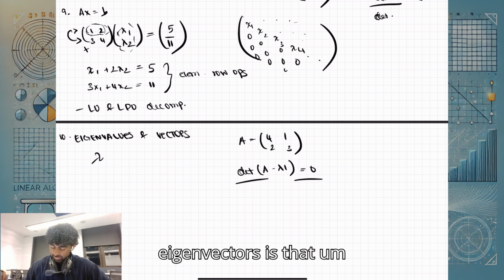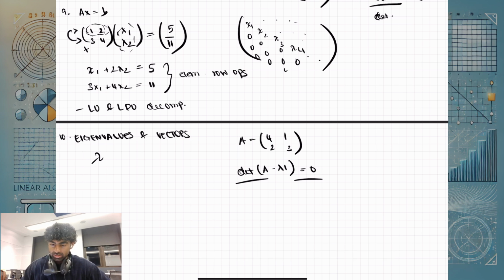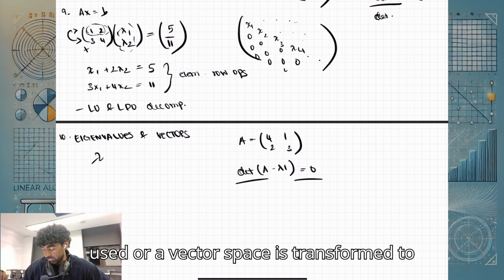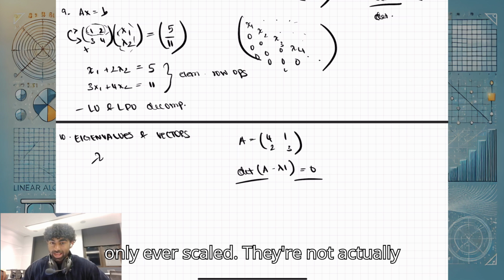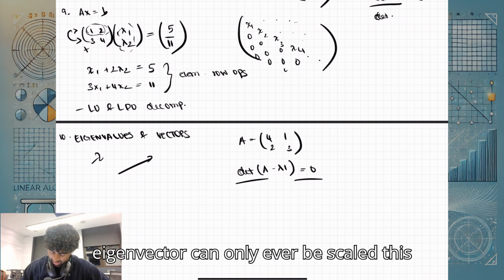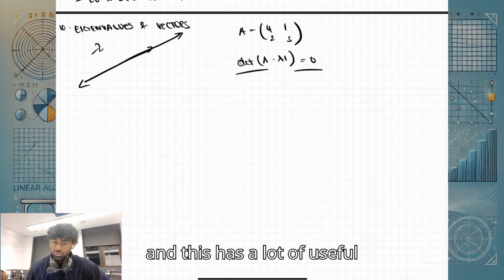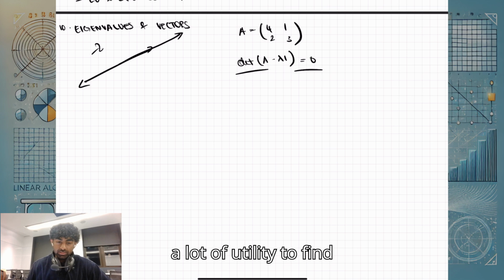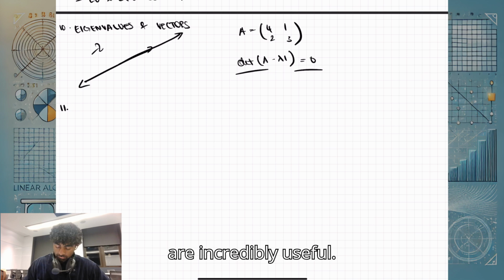The relevance of eigenvectors is that they're basically the special vectors that when a linear map is used or a vector space is transformed to another vector space, these vectors are only ever scaled. They're not actually transformed out of that specific direction. Suppose this is a vector. An eigenvector can only ever be scaled this way or that way and never be transformed. And this has a lot of utility to find diagonal matrices, for instance, which are incredibly useful.